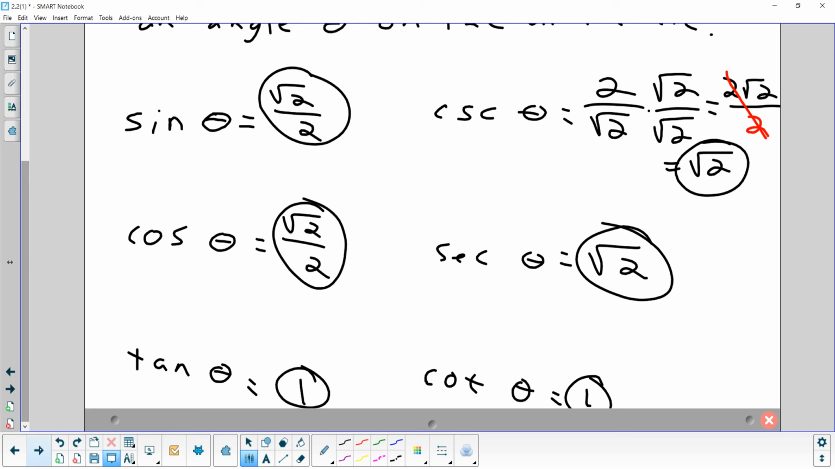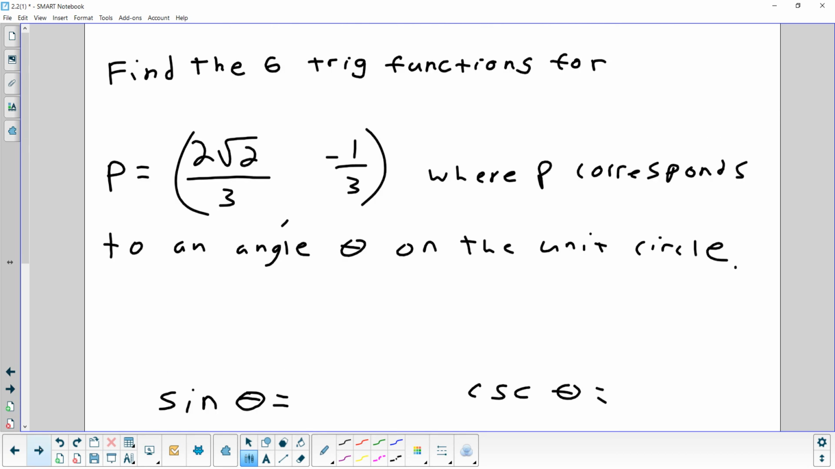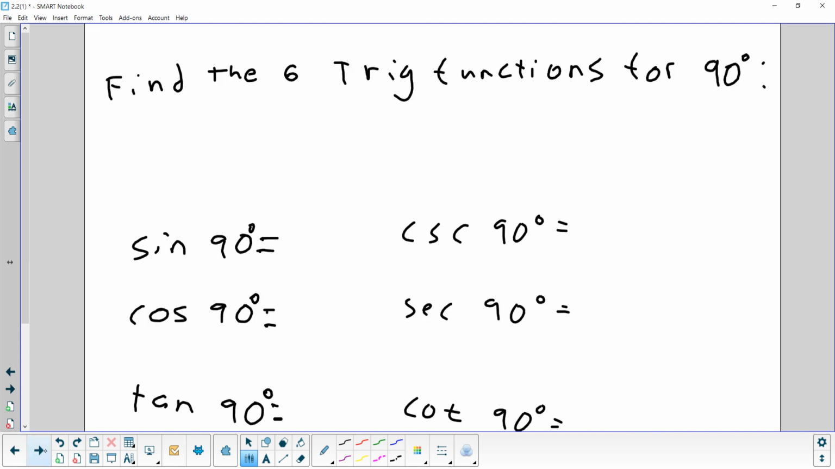All right, so I think we've done a good amount with these. This would be kind of the same thing again. You've got your x, you've got your y, and you go through it just like the last 2. Let's try something different. Find the 6 trig functions for 90 degrees. I already hinted at it earlier, but what's different in this problem? You're not ready to do unit circle trig in this problem yet.